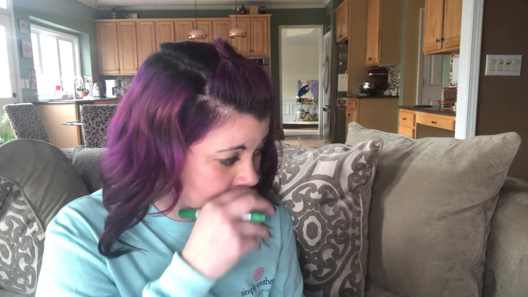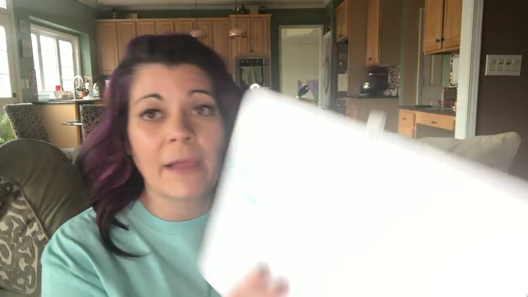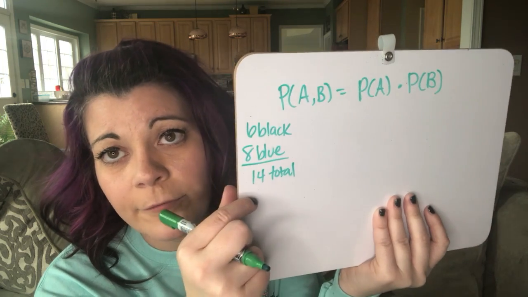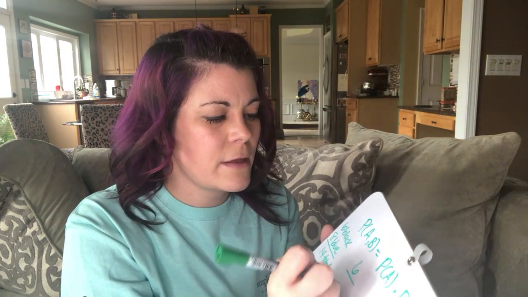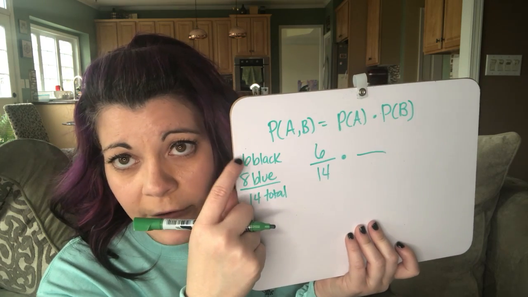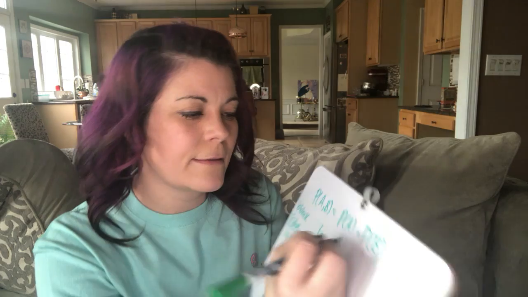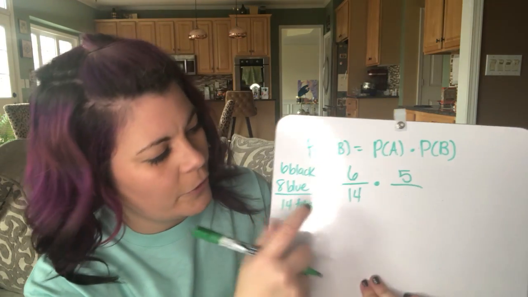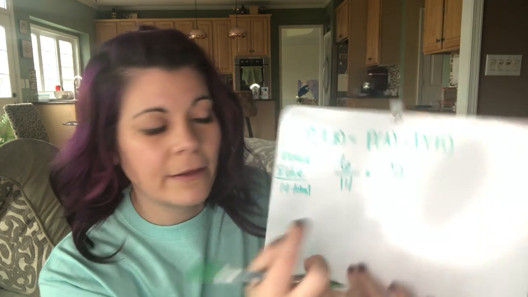So the first event is the probability of getting a black pen the first time. Well, 6 out of 14, because there's 6 favorable outcomes out of 14 possible. And then the second event, since we didn't replace it, we have to pretend that we chose a black pen. So now there's not 6 black pens, there's 5 black pens. And there's not 14 in total because we didn't replace it. There's 13 in total. So then we get to multiply those together.